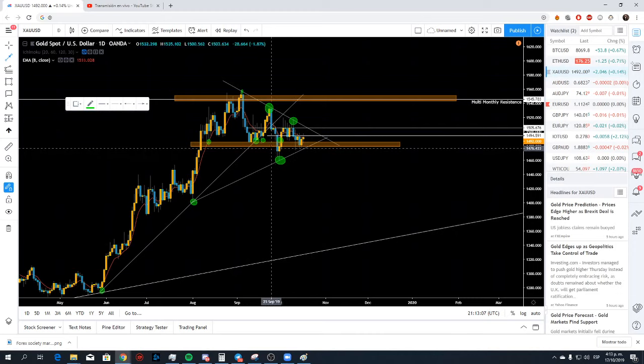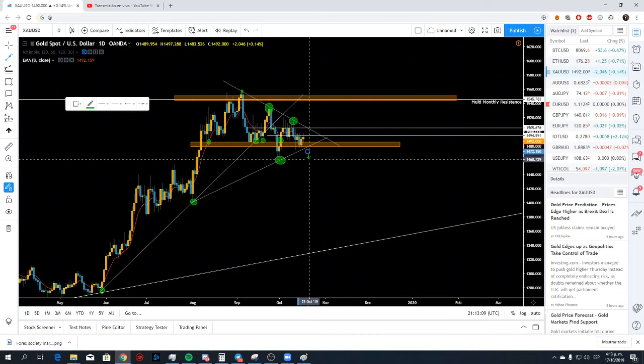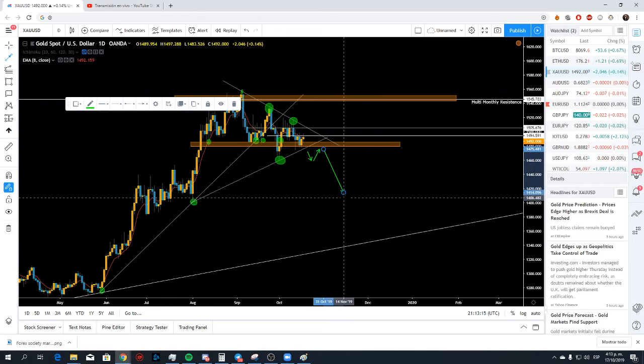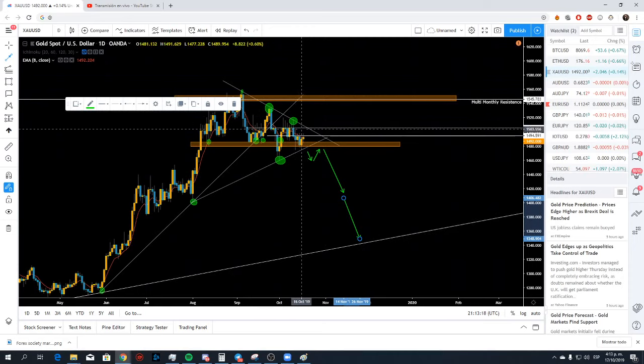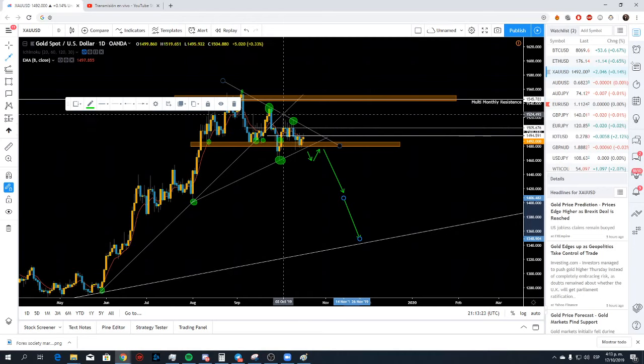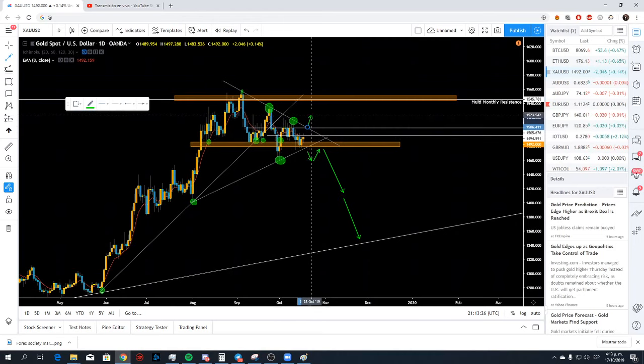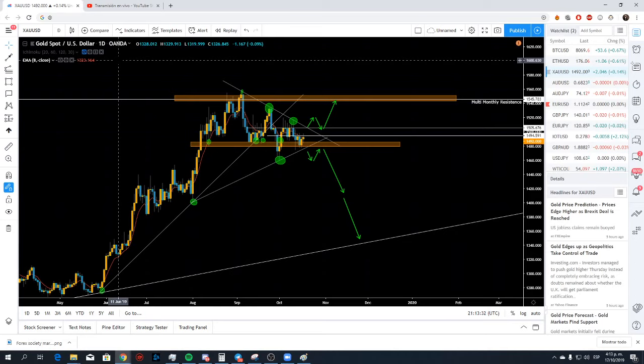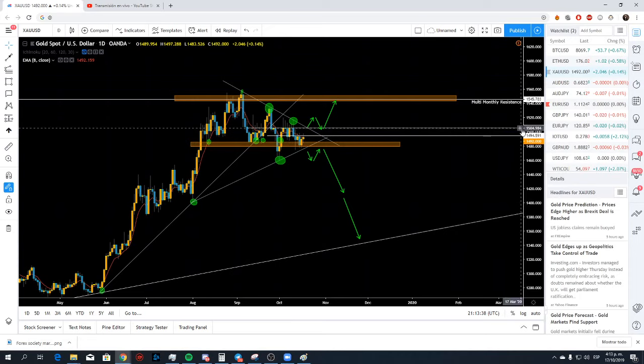Only if price breaks below this support right here, I will sell it. Wait for the retest, and then boom. And in case we're going long, wait until price breaks above this resistance, above this line too, and buy it. Right now, I wouldn't do anything with gold. Just wait until price breaks above this level, the 1500 level, or closes below this level.